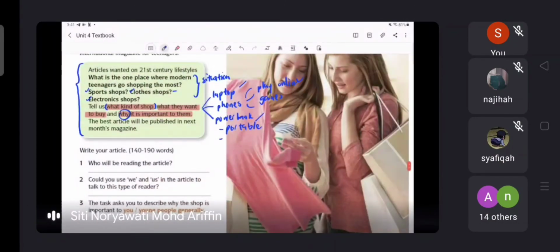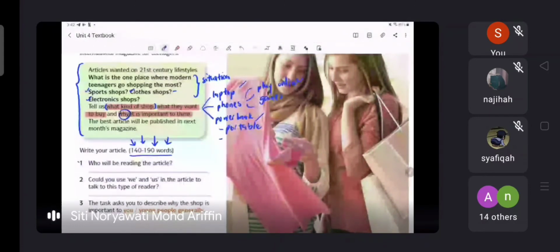Okay, now write your article in 140 to 190 words. Okay, so this time around in your exam there will be 3 essays. Okay, so that is why it is important for you to follow the word count so that you are able to manage your time better. Okay, so let us answer this question.